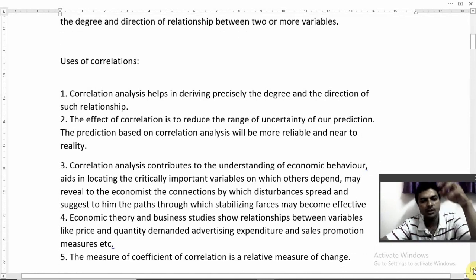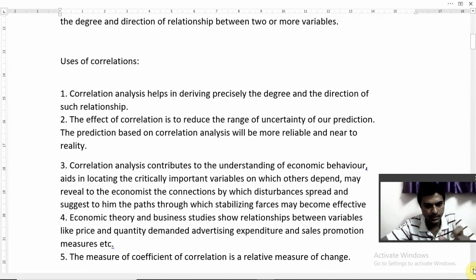The effect of correlation is to reduce the range of uncertainty of our prediction. So like this, we predict things: when we study one degree, we get the direction. The prediction based on correlation analysis will be more reliable and nearer to reality. Yes, what is important here is that whatever we are going to predict, how close we are to the point.